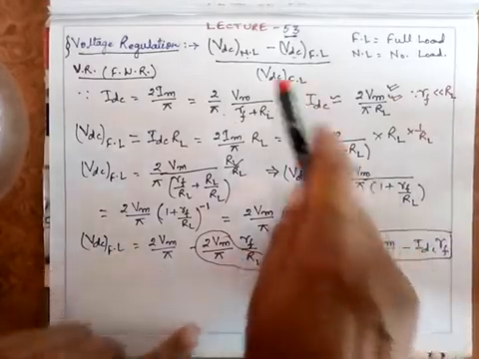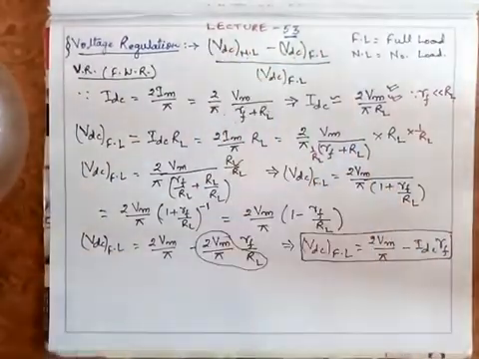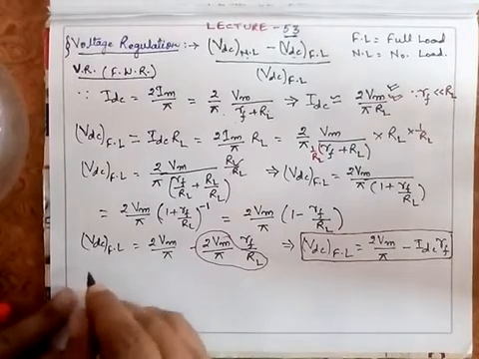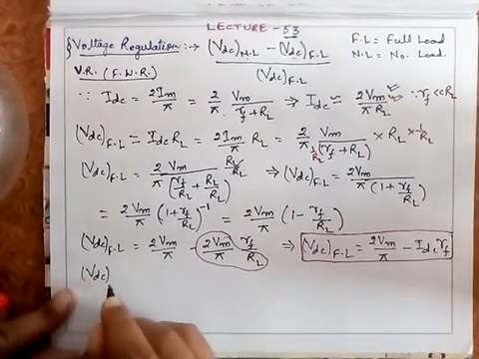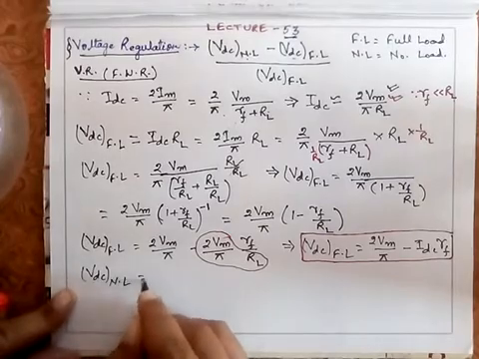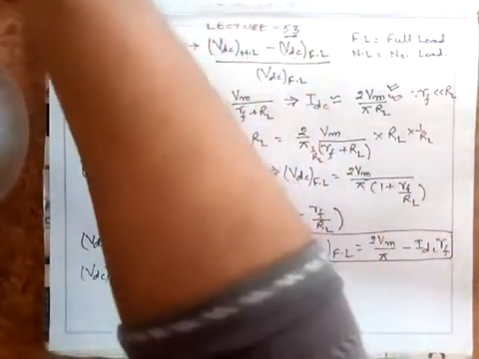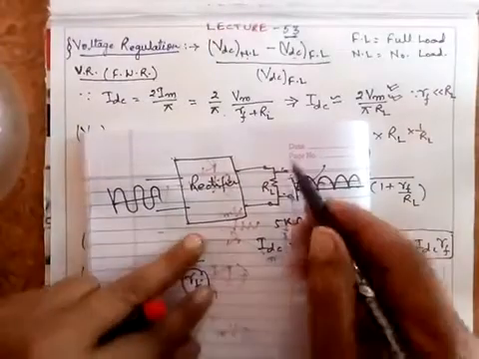So I found this VDC under full load condition. Let's find out the VDC under no load condition. No load means this RL has been removed. This load resistance does not exist.